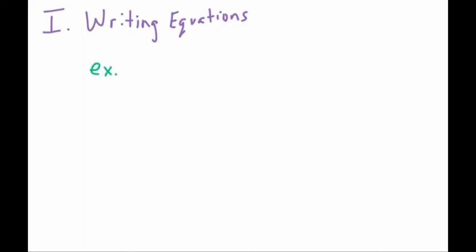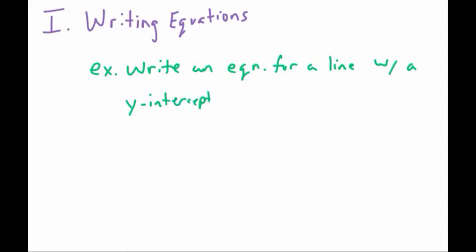And say, write an equation for a line with a y-intercept of 1/2 and a slope of 3. And you could, instead of having this be written out, be given a graph and then have the graph say write an equation for a line.